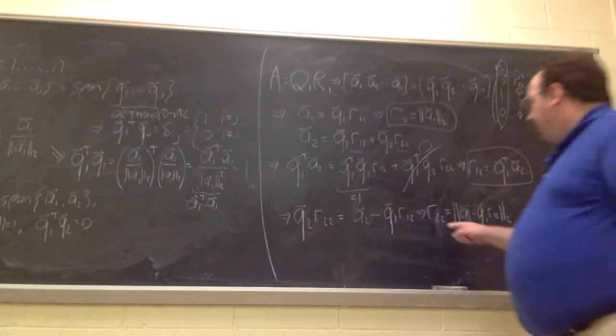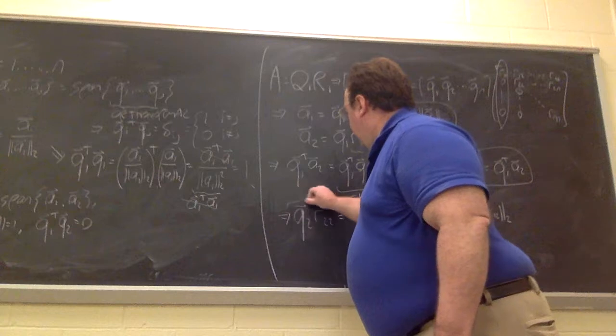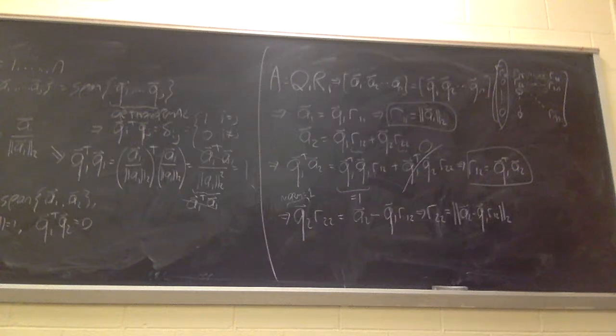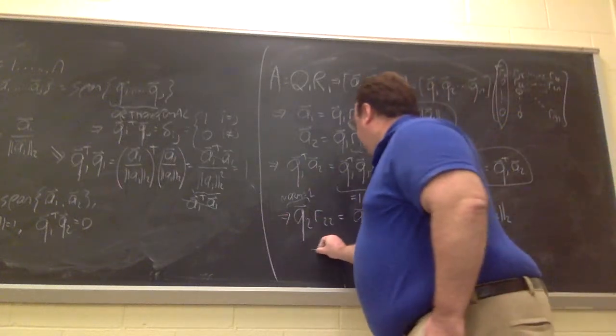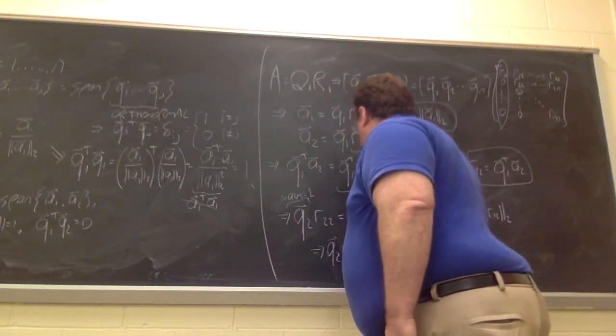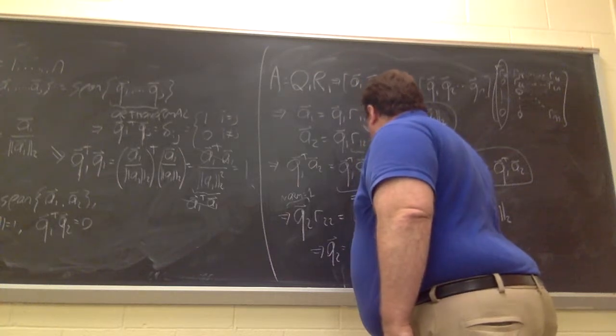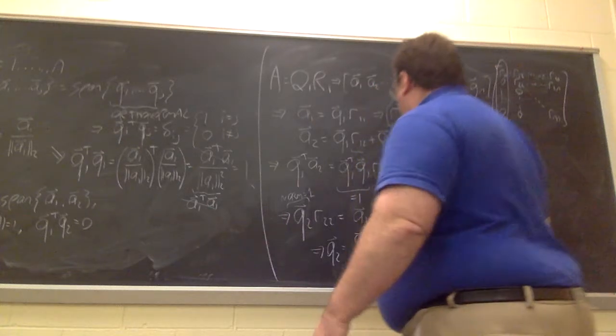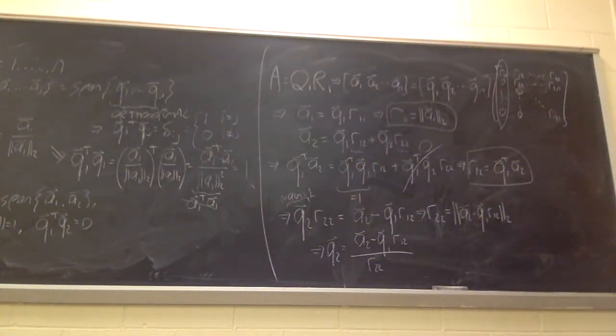So because the norm of that has to be 1. That's what tells me that. Okay. So now that I have R22, I can just divide to get Q2. So that means that Q2 is equal to this vector that I have on the right side divided by R22. Right. So questions about how I got Q1 and Q2?